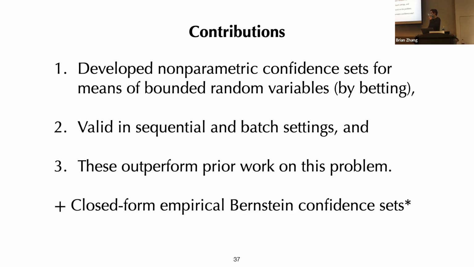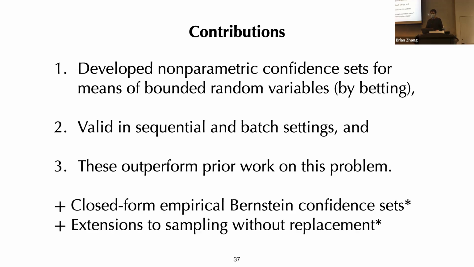And the two things that I didn't talk about were these closed form empirical Bernstein confidence sets and the extensions to a different type of sampling, which is sampling without replacement, where you're just taking numbers from a bag instead of drawing things from a distribution. So we have extensions to these two things. They're in the paper. I also have backup slides if you want to talk about them, but these were the main contributions.